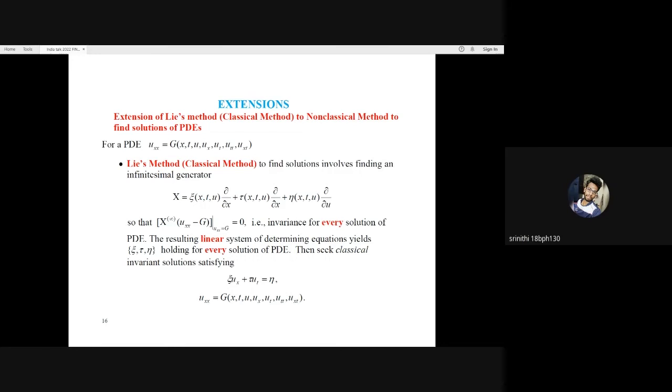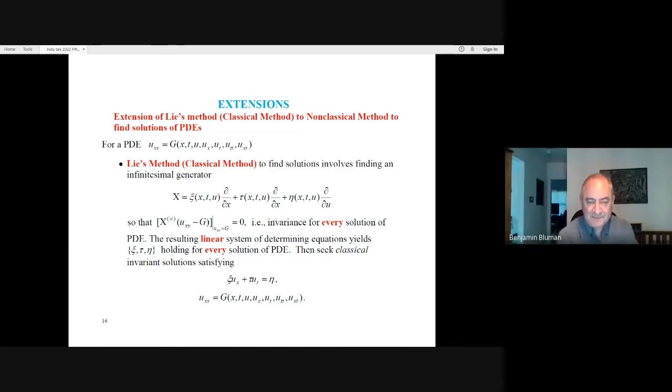So first of all, let's say we're given a second order PDE as indicated. Lie's method to find solutions involves finding an infinitesimal generator as indicated, so that the extended operator operating on the equation, when the equation is satisfied, is zero. That is, we have invariance. It's important to make the point here: we have invariance for every single solution of the PDE. The resulting linear system of determining equations yields the xi, tau, and eta holding for every solution of the PDE. And then we seek classical invariant solutions which satisfy the invariant surface condition and the PDE itself.